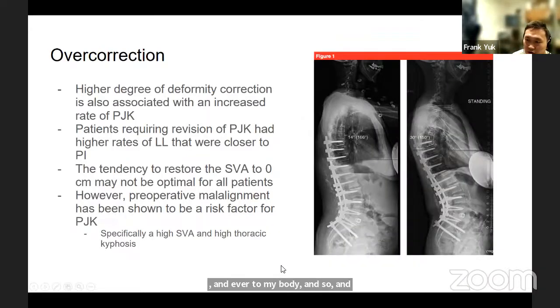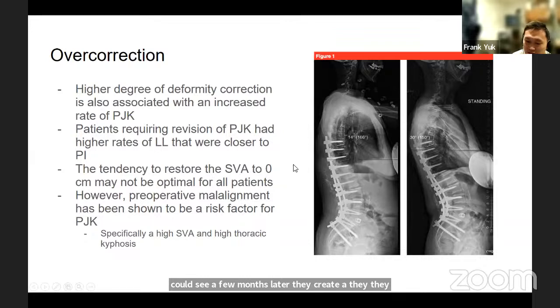And also finally, overcorrection has a much higher incidence of PJK. For example, this patient on the left looked like they were overcorrected. Their C7 SVA is almost 0. And you can see a few months later, they start to develop PJK. And the tendency to restore the SVA to 0 may not be optimal for all patients.